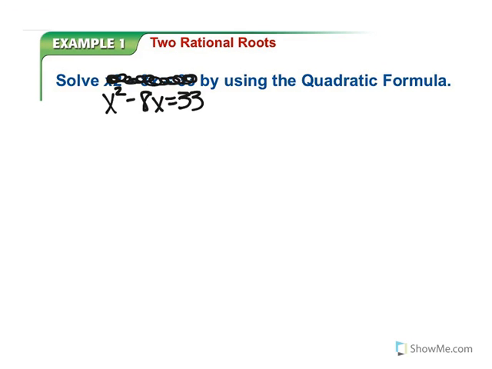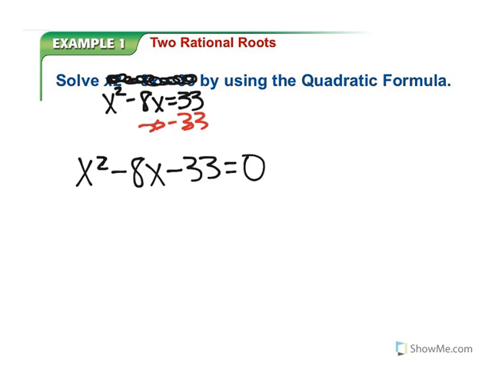Alright, so example 1, solve x squared minus 8x equals 33 by using the quadratic formula. Before we can use the quadratic formula, we have to get everything to one side of the equal sign. So I'm going to subtract 33 from both sides, and that gives me x squared minus 8x minus 33 equals 0. Now I have what I need to set up. I need to identify a, b, and c, so a is in front of my x squared term, b is in front of x, and c is the number by itself.